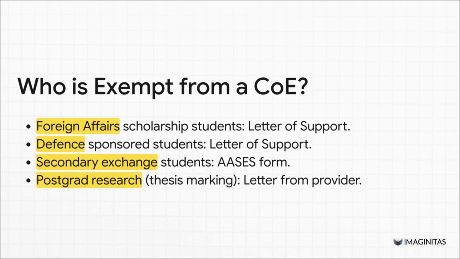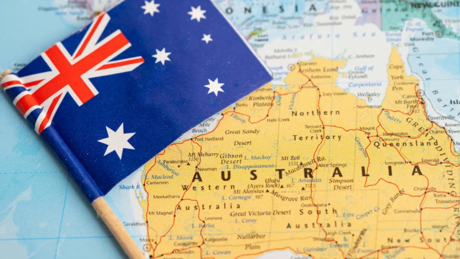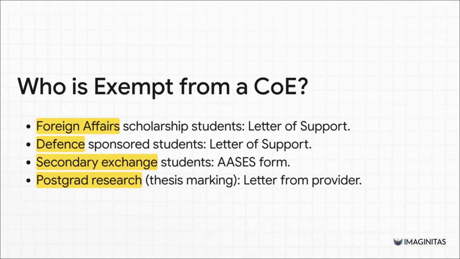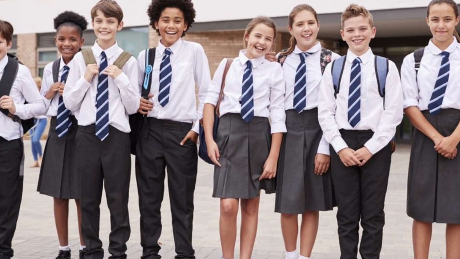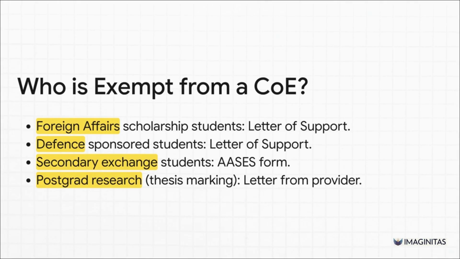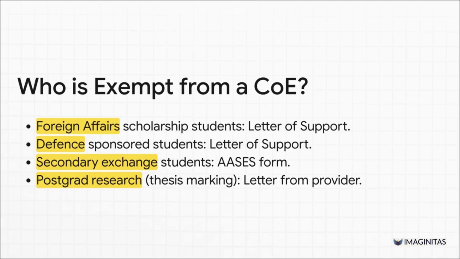Here they are, the only 4 exemptions. If you're sponsored by the Australian Department of Defence or you have a scholarship approved by the Minister for Foreign Affairs, you'll need a letter of support. If you're a secondary exchange student, you need something called an ASES form. And finally, if you're a postgraduate research student just sticking around to get your thesis marked, a letter from your university will do. That's it.